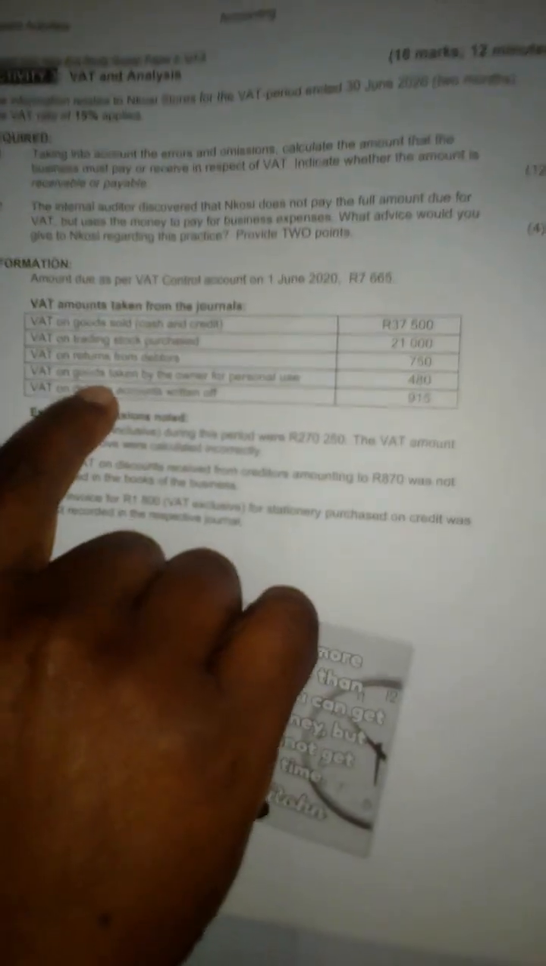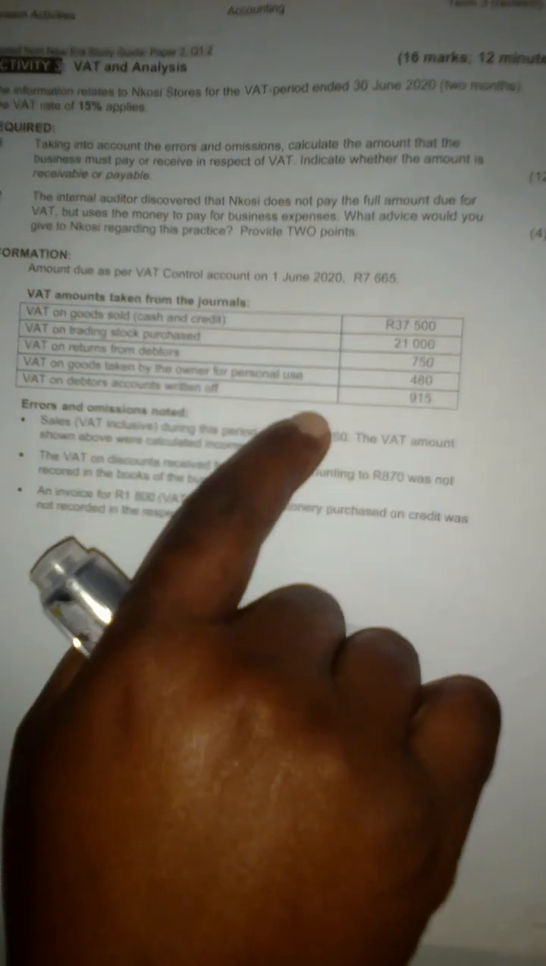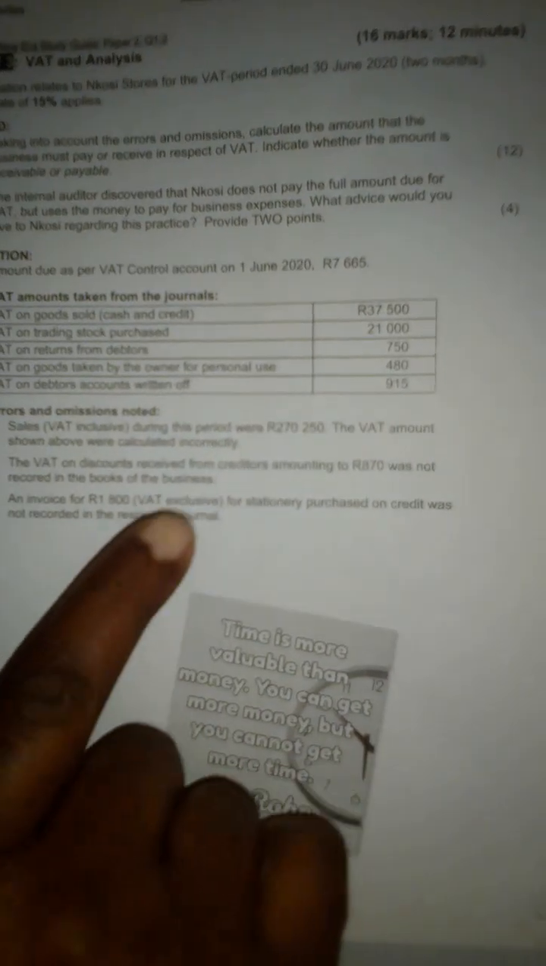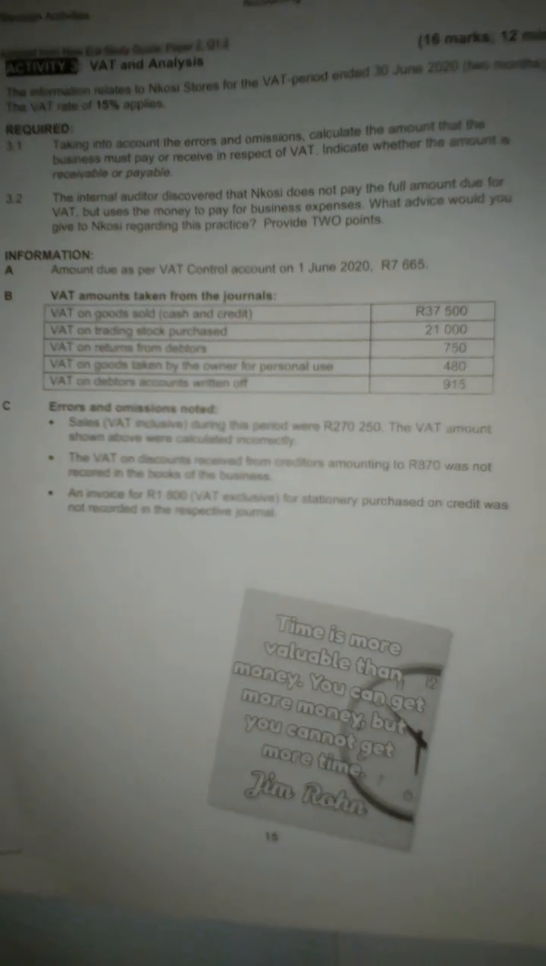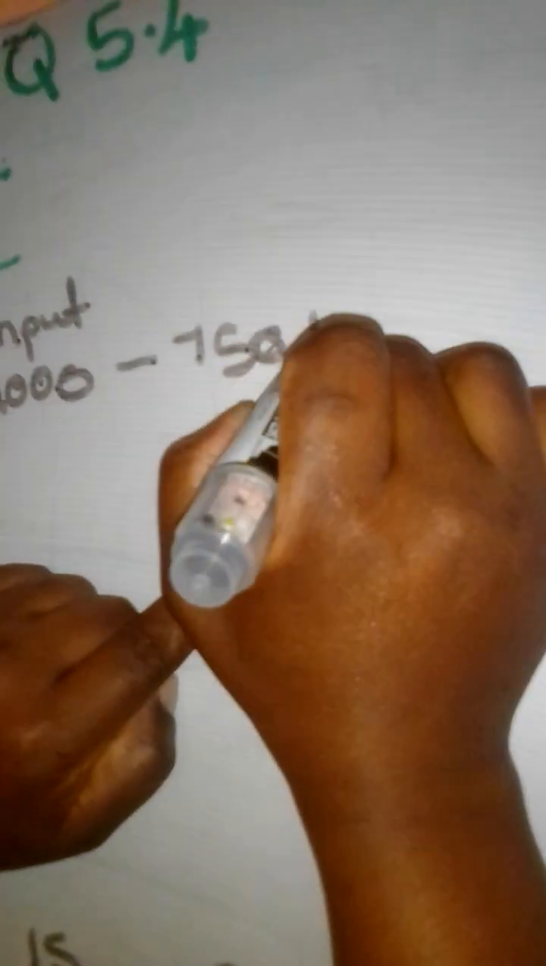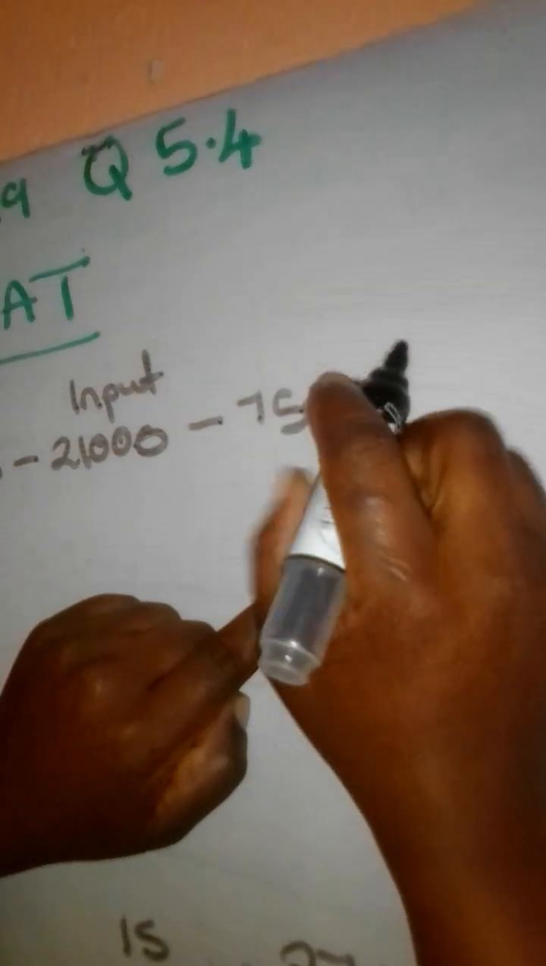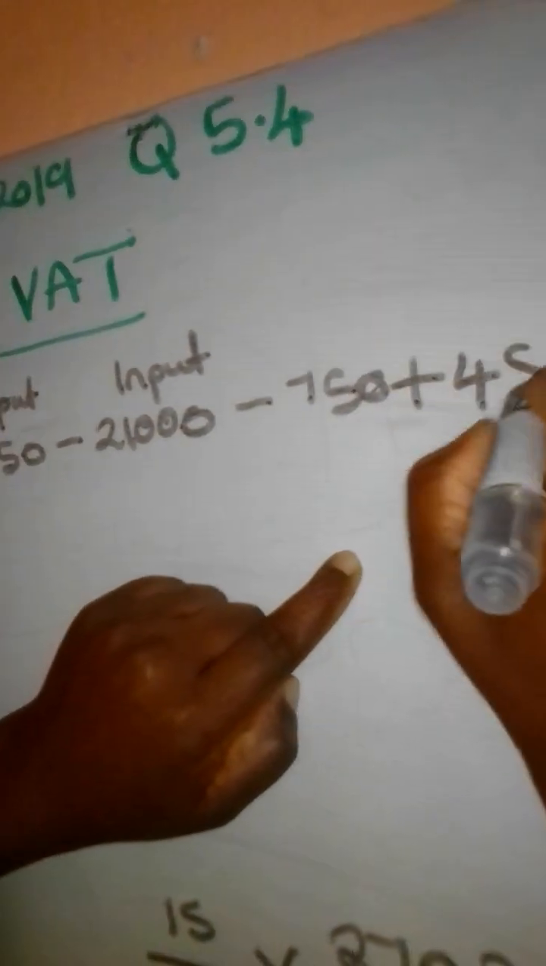What else do we have? We also have VAT on goods taken by the owner for personal use. If the owner took goods for personal use, of course those are drawings, and it's also going to be a part of the VAT output. It's more or less like we'll treat them as if they were sold. If the owner took them, remember these goods were supposed to be sold. So it's also going to be a plus. Remember, whenever there's output, it's a plus 480.